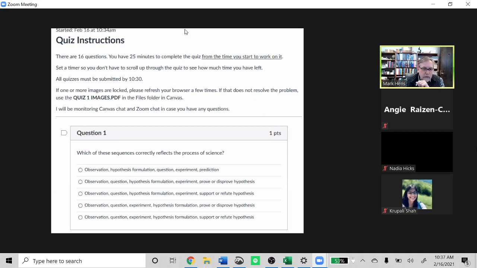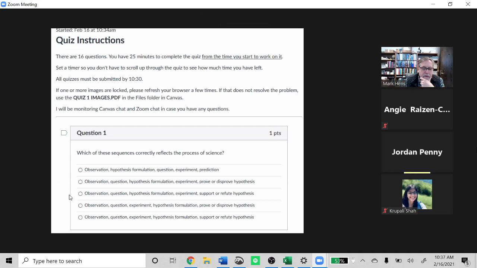Okay, so let's go over this. Because none of these have A, B, C, D, or E on them, let's just pretend they do. So A is at the top, E is at the bottom. Which of these sequences correctly reflects the process of science? C. You can't prove a hypothesis, exactly. Okay, so you either support or refute a hypothesis.